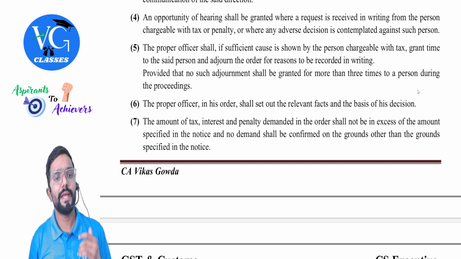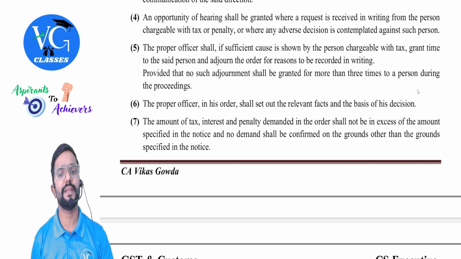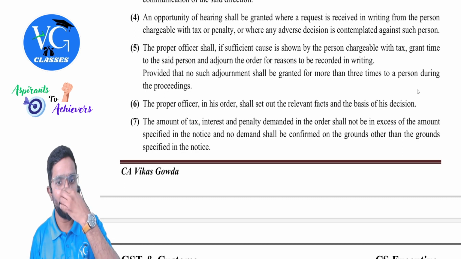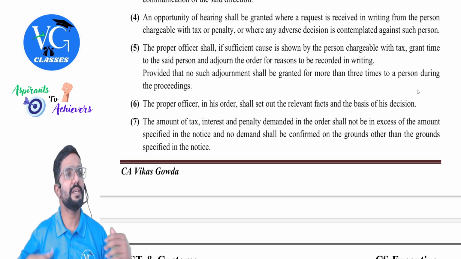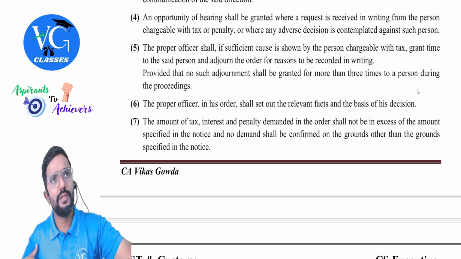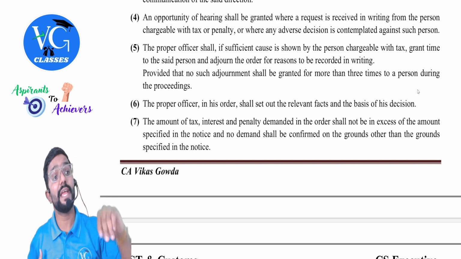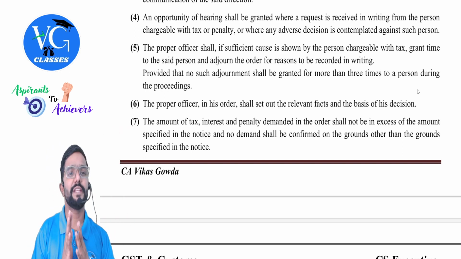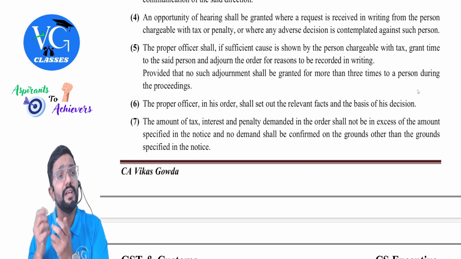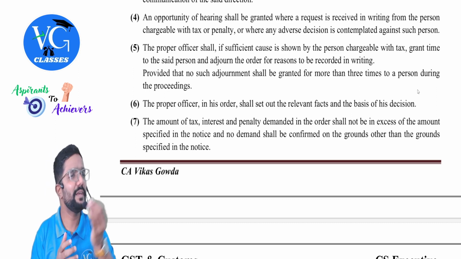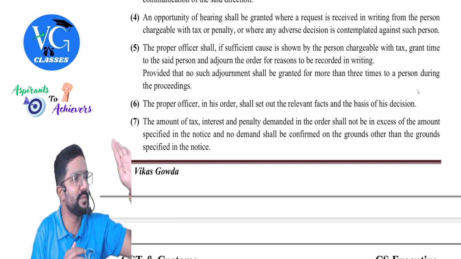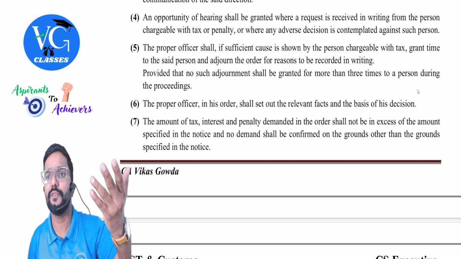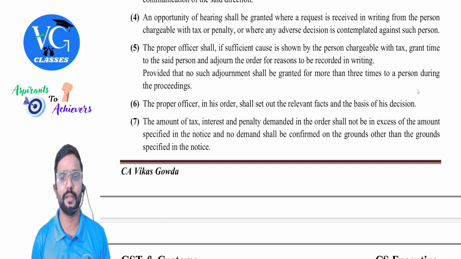Subsection 4. An opportunity of hearing shall be granted where a request is received in writing from a person chargeable with the tax or penalty, or where an adverse decision is contemplated against such person. Means, sir, for example, now the court has given a judgment or direction against the registered person. Now, can the registered person be given an opportunity of being heard? Yes, it can be given. If he requests in writing, telling, sir, I want to explain something, sir, I want to prove something, sir, can he be given an opportunity for it? Yes, opportunity of being heard can be given.